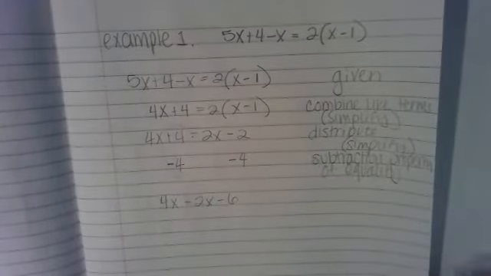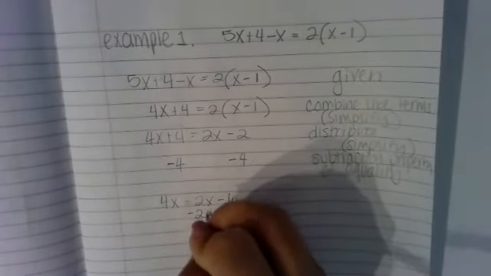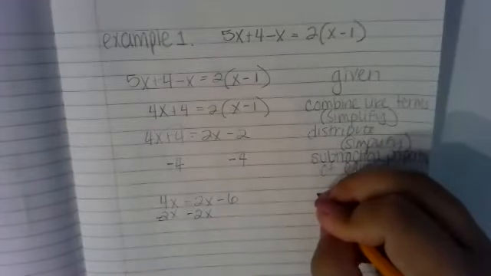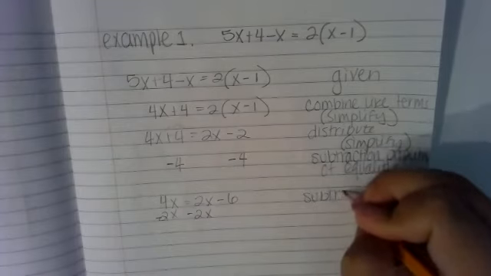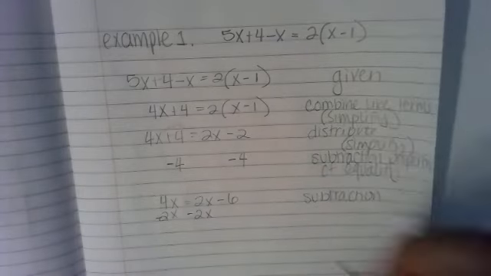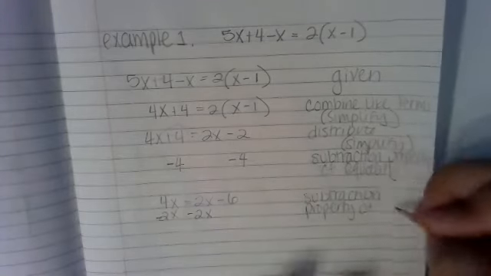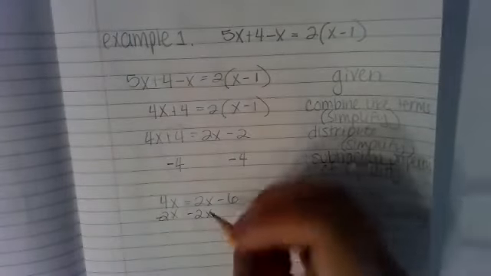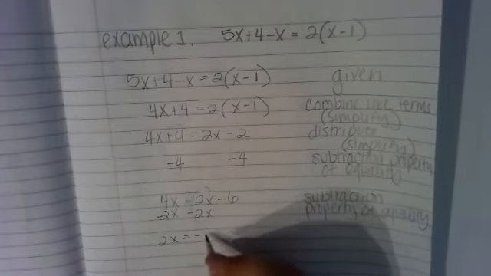Okay. Now I need to get my variables on one side. So I need this 2x to move over here. So I'm going to subtract 2x from both sides. The property that I used here was the subtraction property of equality. That made a 0 pair again. I'm left with 2x equals -6.